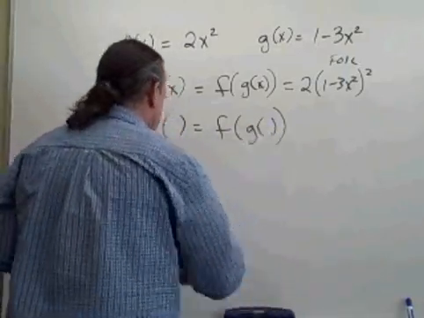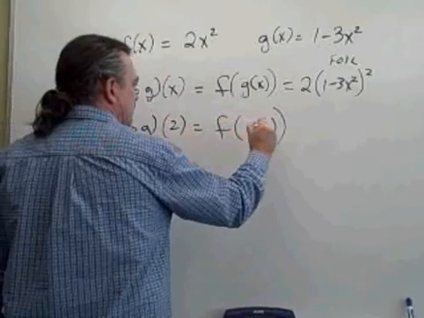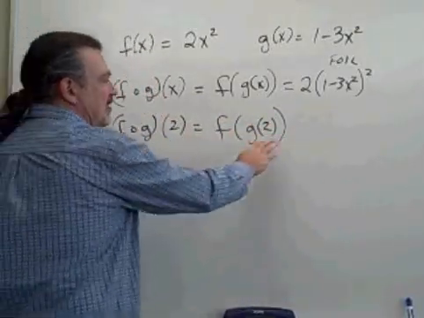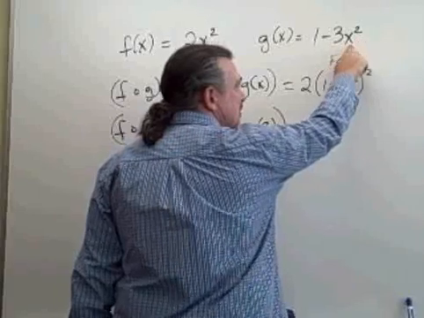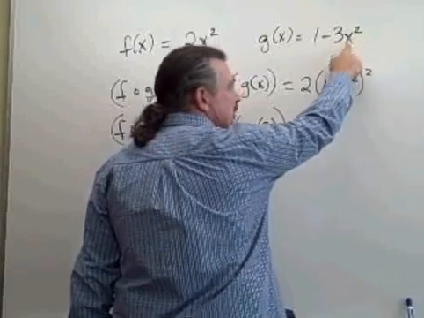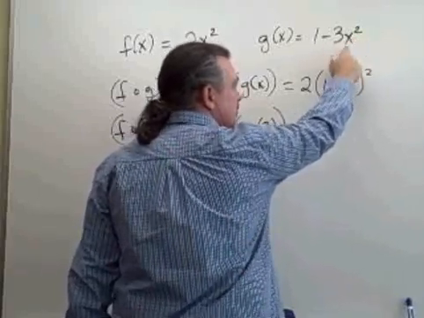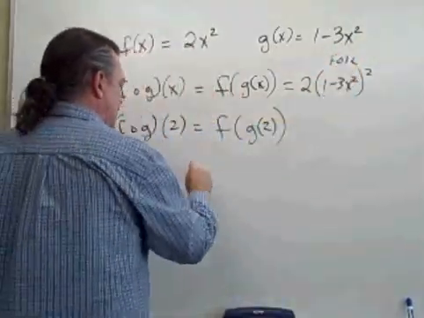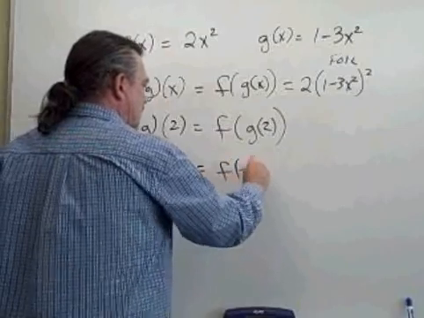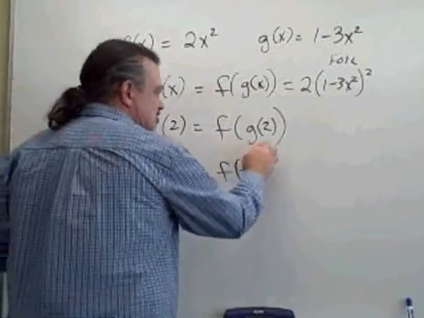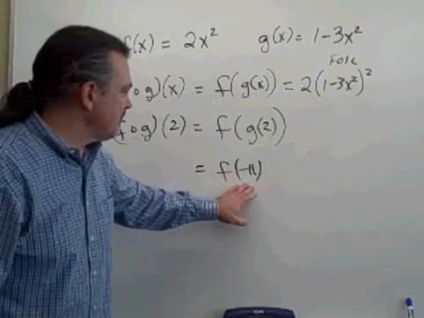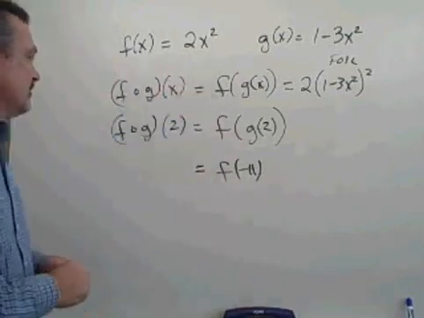Let's go with 2, since I didn't bring my handy-dandy calculator. So put in 2 for x. 2 squared is 4. 3 times 4 is 12. 1 minus 12 is -11. So the function g evaluated at 2 gives us -11. And now we'll evaluate the function f at -11.